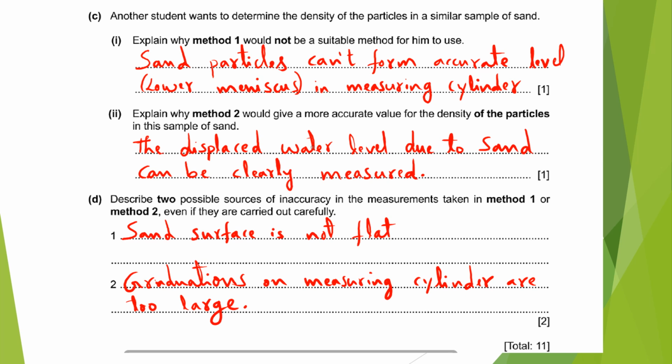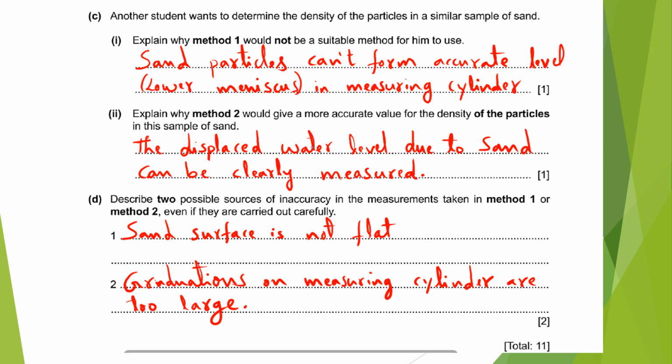C2. Explain why method 2 would give a more accurate value for the density of particles in this sample of sand. So in method 2 clearly water is poured in the measuring cylinder, and hence the water level will be formed clearly, and hence we can find the volume accurately. So the density also will be accurate. Part D.